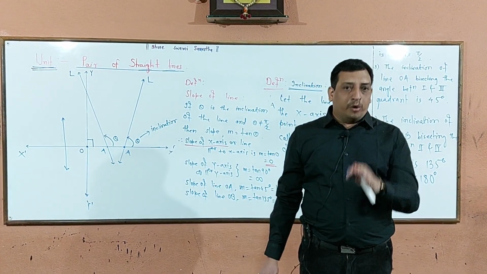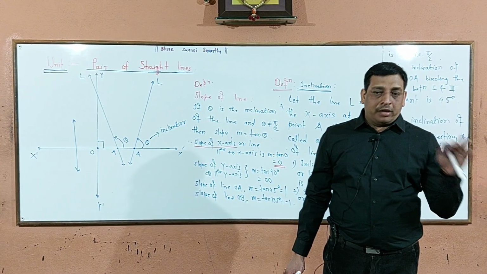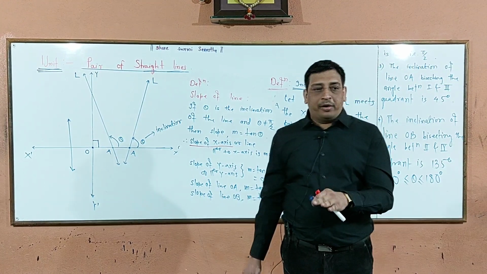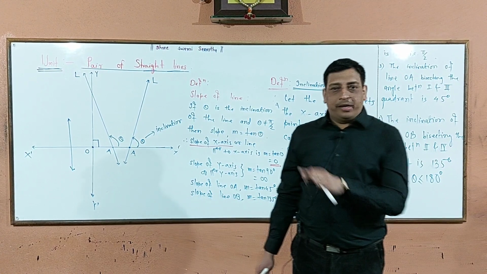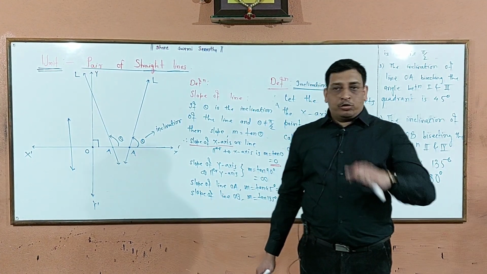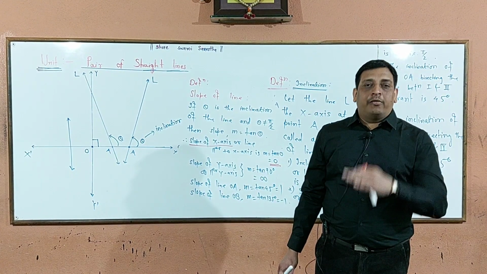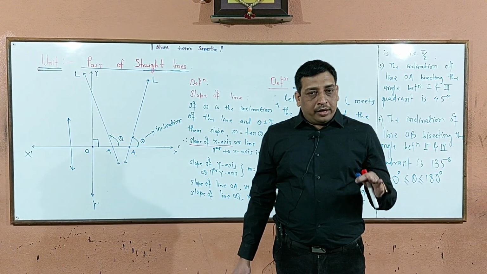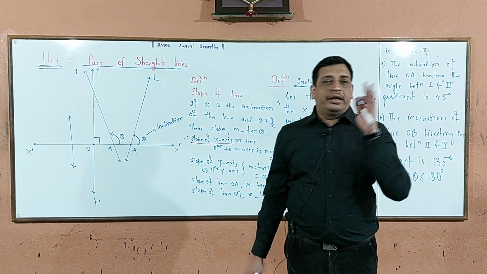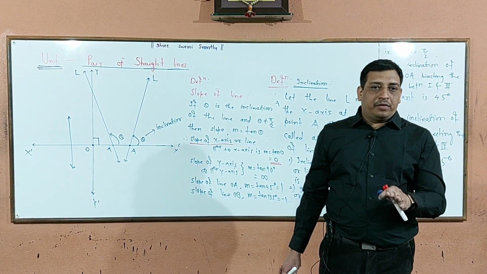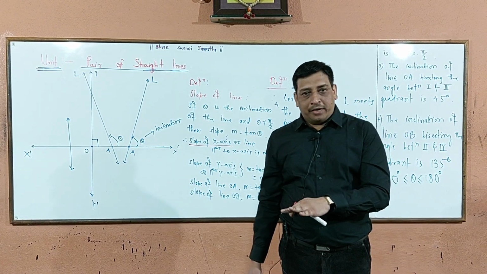Slope of the line OA bisecting the angle between the first and third quadrant. Here the inclination is 45 degree. Therefore slope m is equal to tan 45 degree, that is equal to 1. Slope of the line OB bisecting the angle between the second and fourth quadrant: here the inclination theta is equal to 135 degree. Therefore slope m is equal to tan 135 degree, that is equal to minus 1.